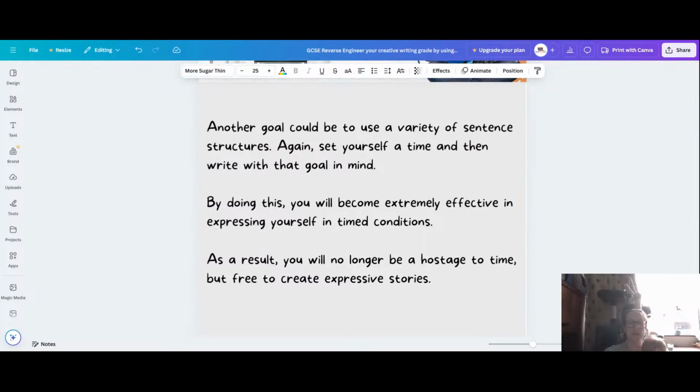Another goal could be to use a variety of sentence structures. Again, set yourself a time and then write with that goal in mind. By doing this, you'll become extremely effective in expressing yourself in time conditions. And as a result, you will no longer be a hostage to time, but free to create expressive stories. And more importantly as well, it will get your child to think about those techniques and think about actually the end goal, which is to impact their reader, to impact the examiner.